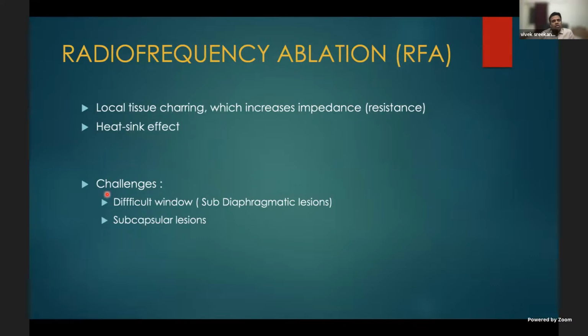Another of the challenges which we face in ablation is the difficult window. Many times on an MRI the lesion is picked up, but we are not able to see the lesion on ultrasound. In the majority of such cases, even if it is less than 2-3 centimeters, we usually do TACE for such lesions. Difficult window lesions also include subdiaphragmatic lesions, where we are more careful not to cause a diaphragmatic injury, some amount of pleural effusion, or a bile leak into the pleural cavity.